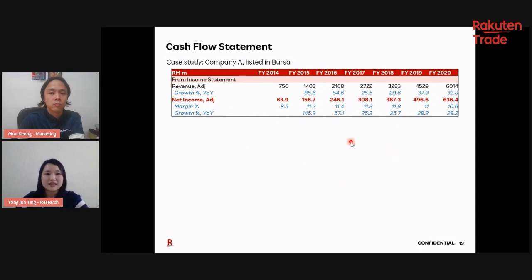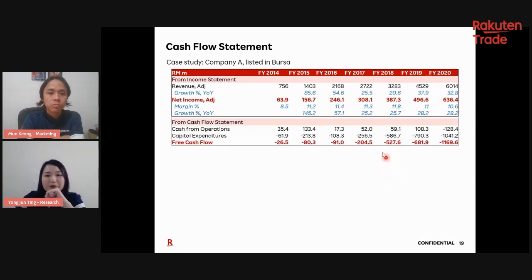So this is company A, listed in Bursa. I got it from Bloomberg. Since listing, this company has been performing very, very well. Its revenue growth surged from 700 million to 6 billion in a span of 6 years, and the margin is quite healthy. The growth is supercharged, exponential growth. That looks very good in the income statement.